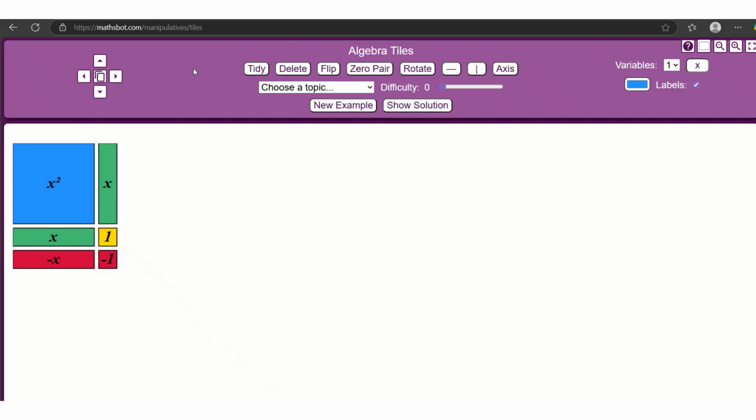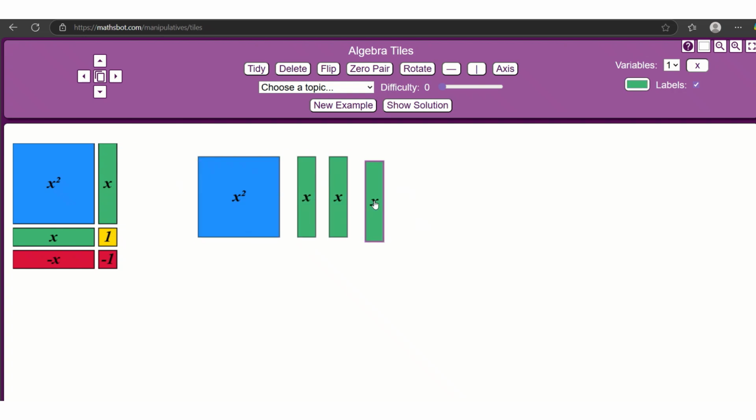But what I'm going to do here is work through two examples from that lesson. So we're going to start with the example x squared plus 4x. So I'm going to drag over. We have 1x squared plus 4x minus 1.